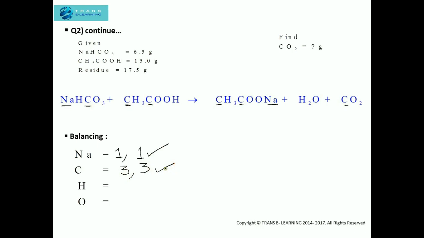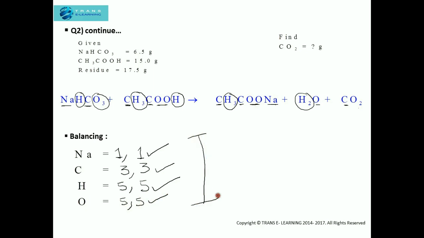Now the number of hydrogen atoms. This is 1 plus 3, 4, and 5. And on the product side it is 3 and 4, 5. So this is also balanced. Now let's see the number of oxygen atoms. This is 3 and 2 plus 5. Here this is 2, 3, 4, 5. So this is also balanced. So that means this equation is balanced. We need not balance it.